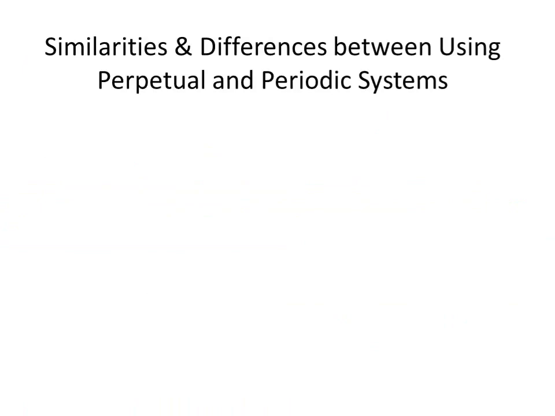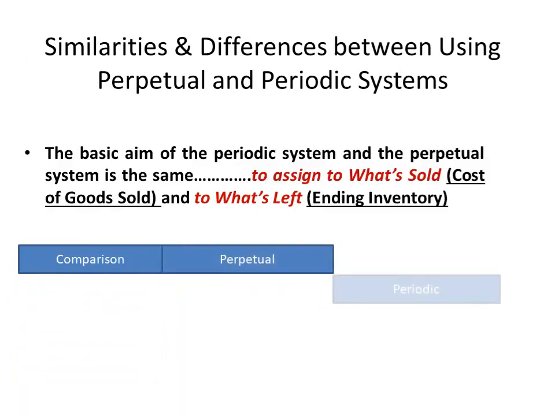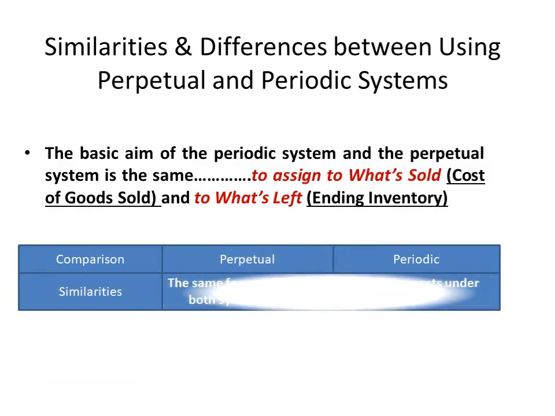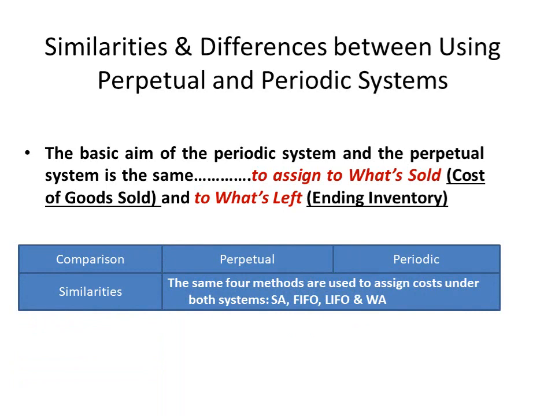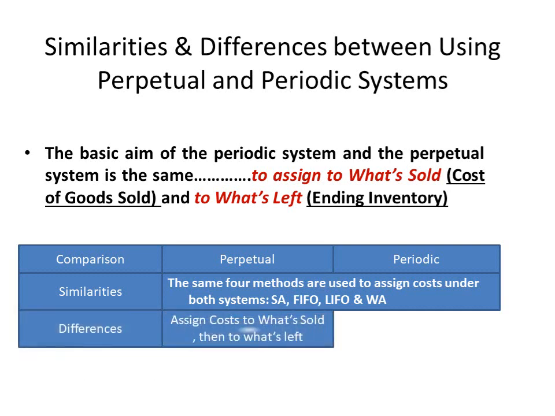as you can see. Now let us discuss the similarities and differences between using perpetual and periodic system. Both periodic and perpetual systems have the purpose of calculating the cost of goods sold and the cost of ending inventory. So both systems use specific identification, FIFO, LIFO, and weighted average in order to assign cost to ending inventory and units sold. However, the difference between them comes when we talk about the timing on which we will calculate the cost of goods sold and the ending inventory.